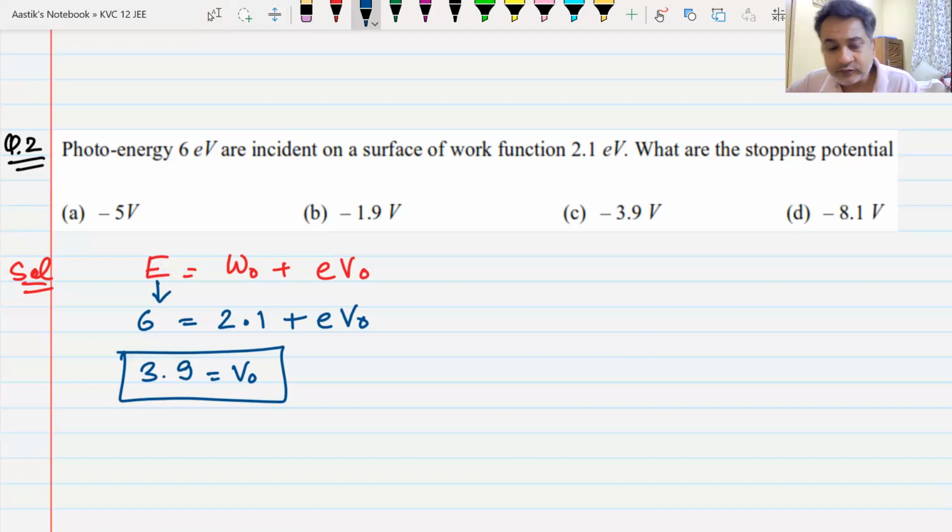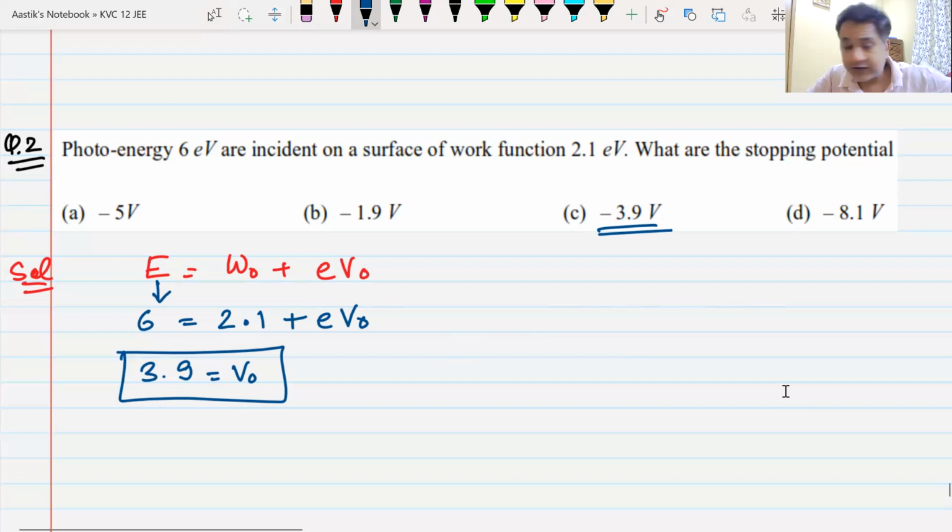We understand this? So the stopping potential is 3.9. It cannot be positive. It has to be negative, and that is why it is negative. We get this? Yes or no? Yes, sir. Good. The more the number of questions, the better you are going to be. And I'm going to give all types of possible questions that are possible in this category.